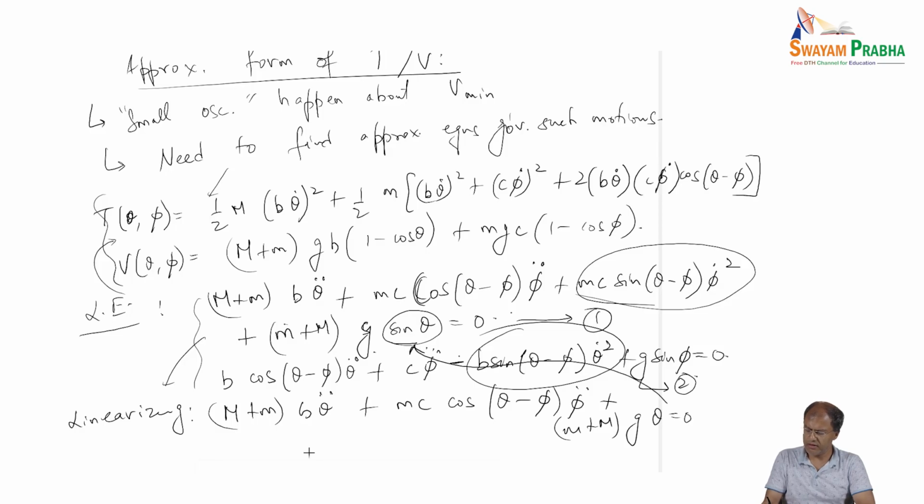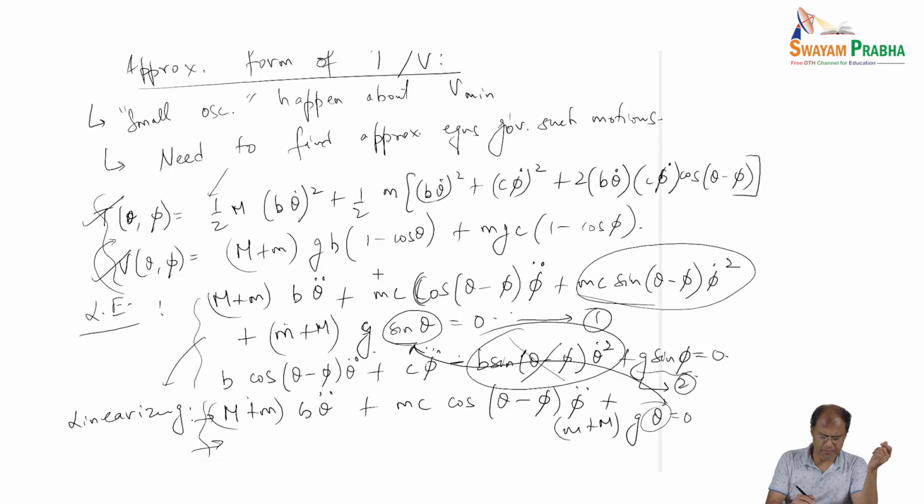So that is our sin theta being approximated as theta for small oscillations theta. And similarly, we can use a similar approximation. We drop this third term, we approximate sin phi by phi, and we get the second equation. Well, we could also have got the same set of two approximate equations if we had approximated our kinetic energy and potential energy by dropping all the nonlinear terms, right?